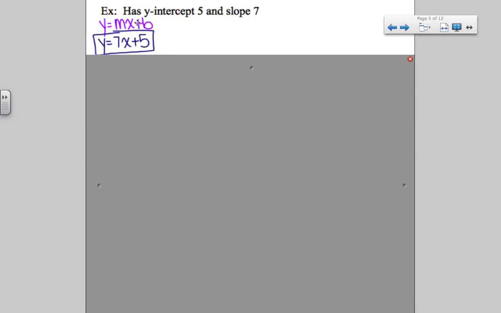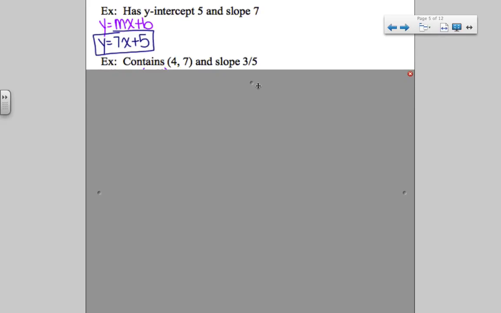Alright, here we go. So we use slope-intercept form, and our slope is 7, so we substitute in for m, which is our slope, 7, and our b is our y-intercept, so we substitute 5 for that. So our line is y equals 7x plus 5.